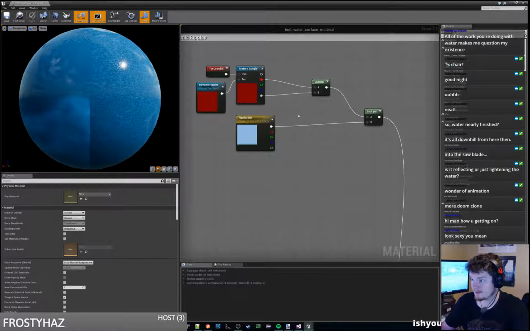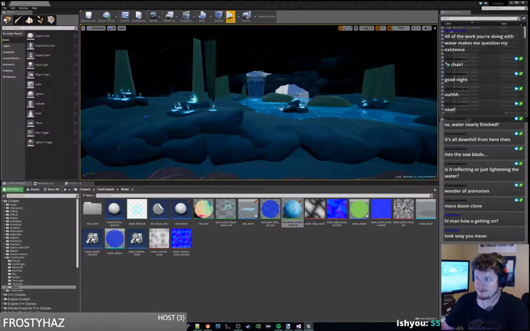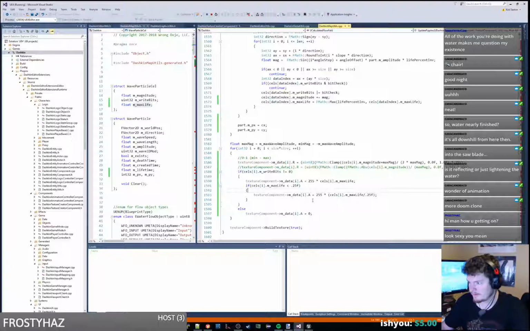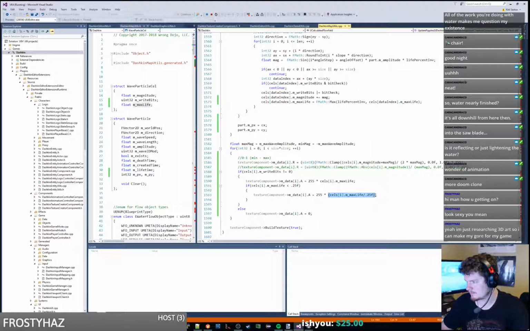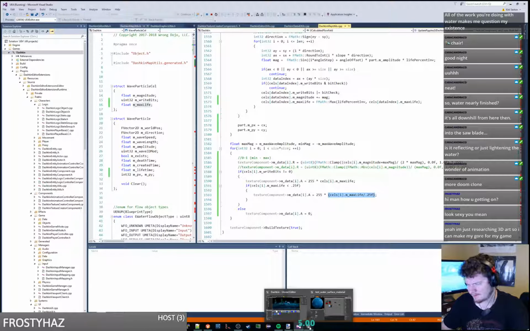So we're taking this color, we're multiplying it by the alpha channel, we have the R channel, and alright, so we're writing our max life. It's going to be the max life of an object. If it's less than 0.25, we should be setting it equal to, but it's not working. It's doing something weird.